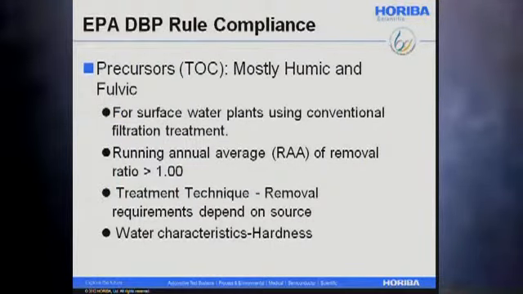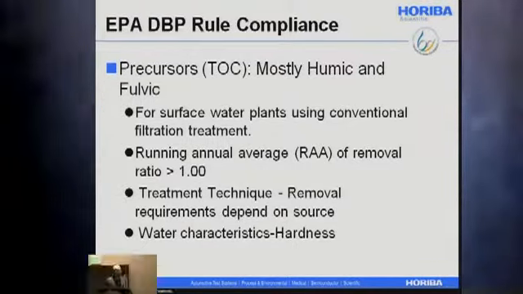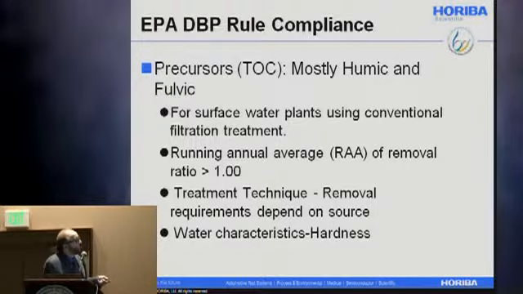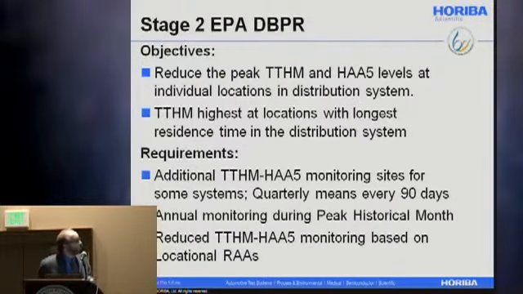There's been, of course, over the years, EPA Disinfection Byproduct Rule 1 that's been established for quite some time, and for most large water treatment facilities, Disinfection Byproduct Rule 2 has come into play. It's primarily aimed at our precursors and, like I said before, the surface water treatment plants that are using conventional filtration, having to deal with their running annual average. The type of treatment techniques that they use, and the water characteristics and hardness, are all part of the disinfection byproducts rule.